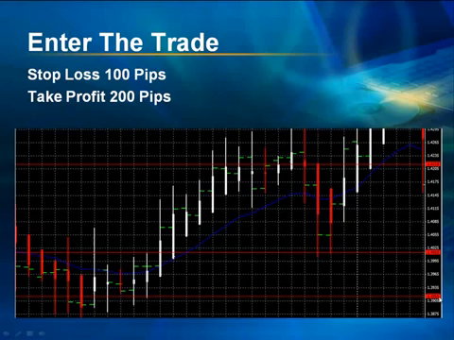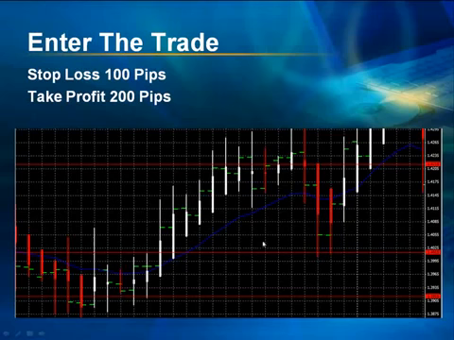1.4015. We would have set our stop loss to 1.3915, and we would have set a take profit to 1.4215. And in this case, the trade moved in our favor. It took about 7 days' time for us to hit the take profit level, but it did hit the take profit level, and the trade was profitable.